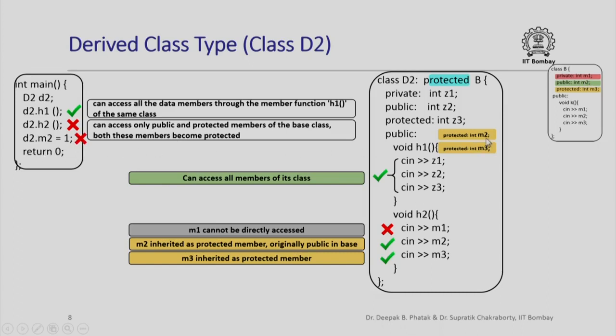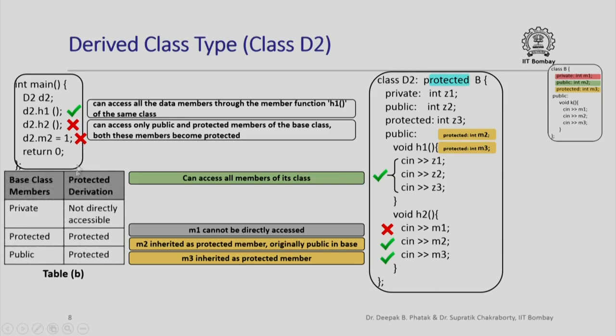Remember, M2 was accessible in the class D2 as a protected data member. Now a protected data member is only accessible from derived classes. So if I derive another class from D2 I can access M2, but here in the main program I cannot access M2, so this will also give rise to a compilation error.